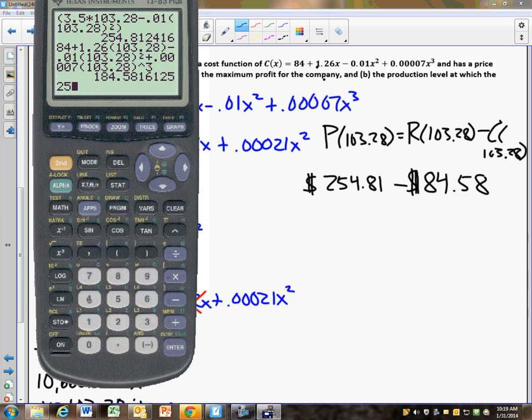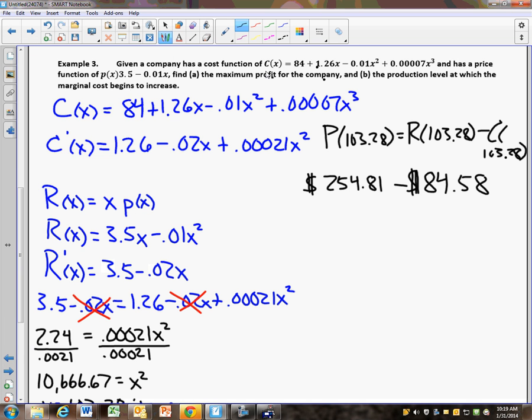So 254.81 minus 84. Whoop, 184.58. Is that right? I thought I came up with something different when I did it earlier, but maybe I didn't.